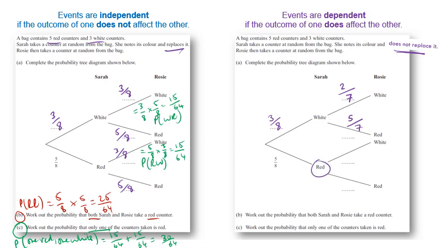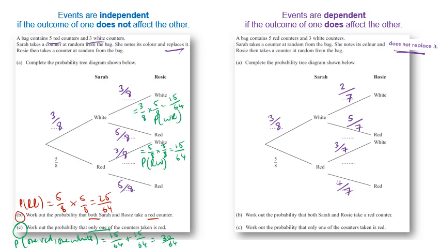If red was picked first, well, there's still the same amount of whites in there. There's still 3 whites out of the 7 which are left there. There's now 4 reds out of a total of 7 which are left there. And you can see on here that these are all out of 7 because we've had 1 of the 8 counters taken away, so that's going to be the same. But you can see the numerators for these fractions are different. The first event has affected it.